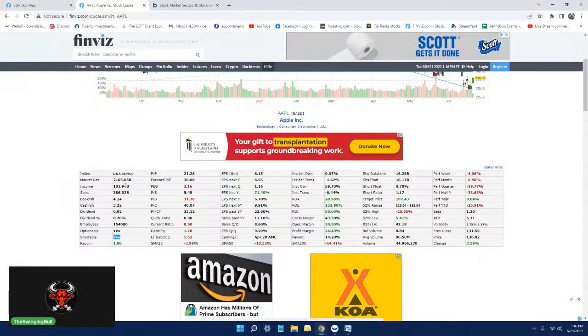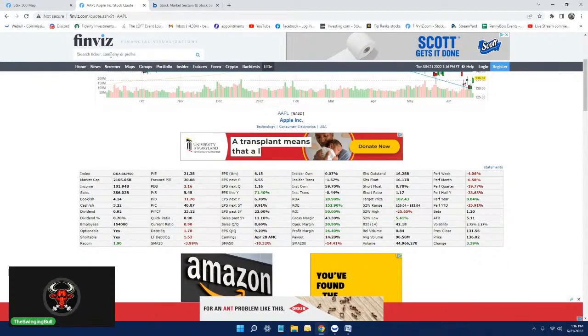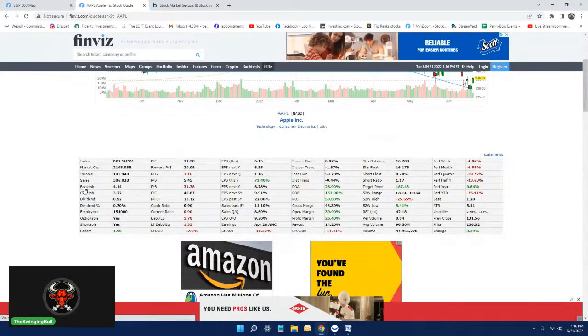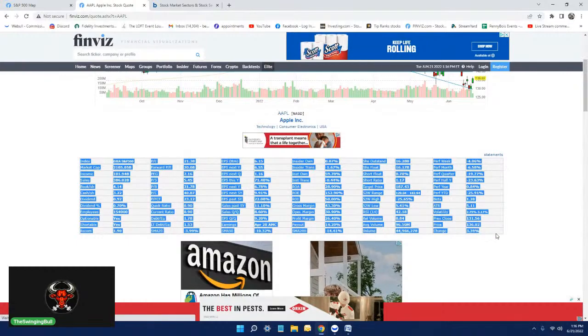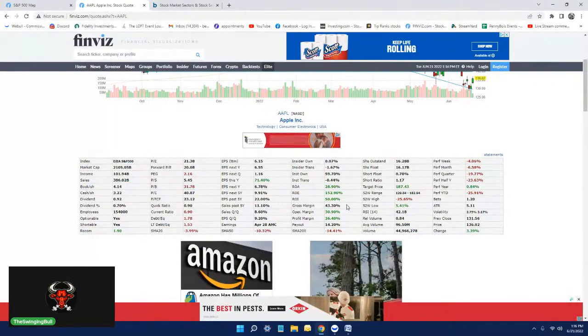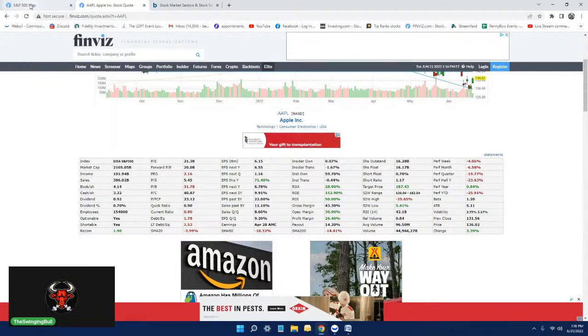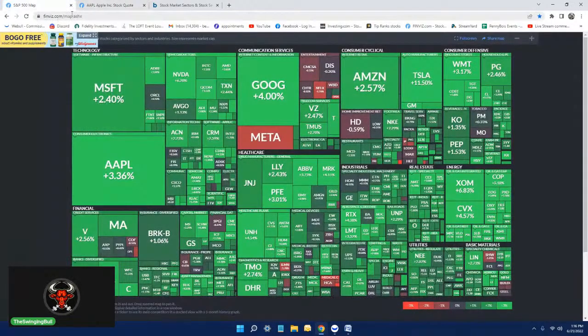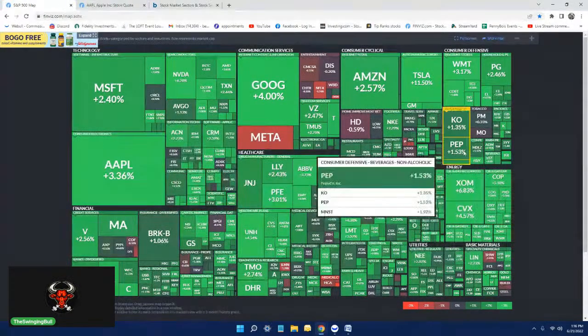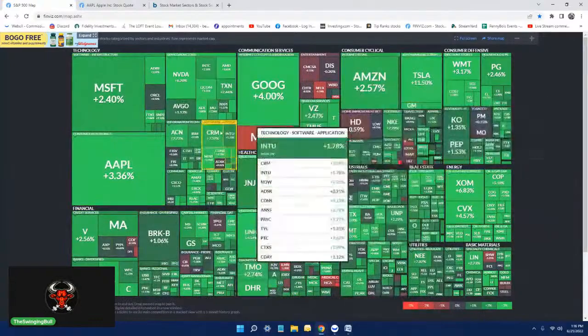So as you can see, just go into finviz.com, type the ticker symbol right here into the search bar. You get lots of valuable information on Finviz. All right, so great tool there. Make sure you bookmark it. Again, it's finviz.com/map to get a free heat map every day that you can look at.